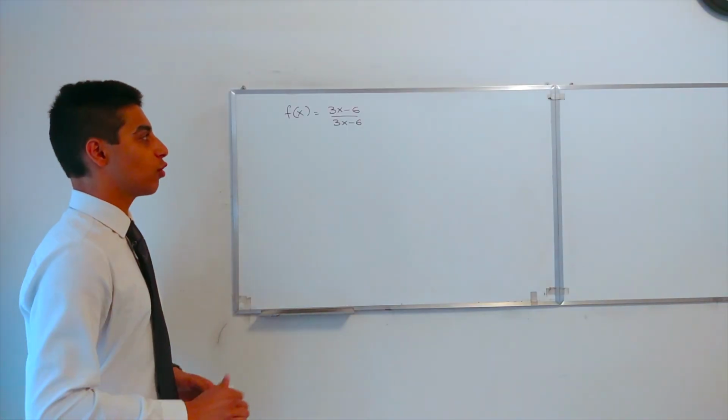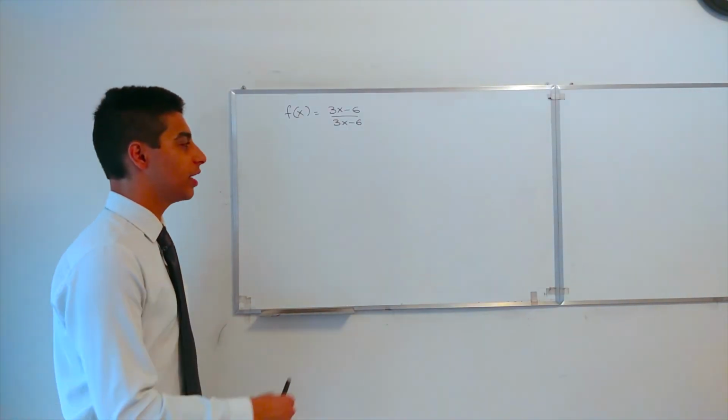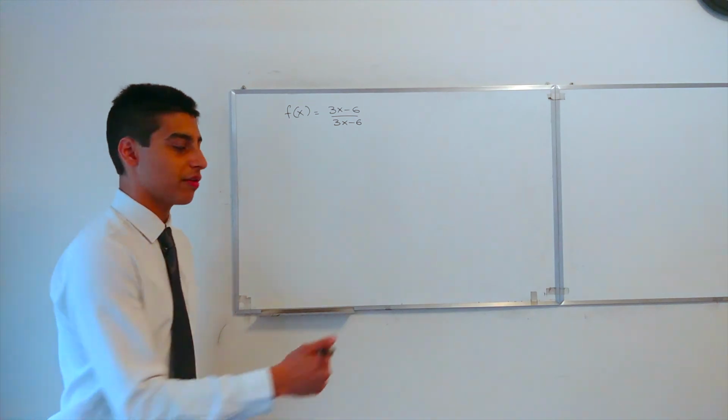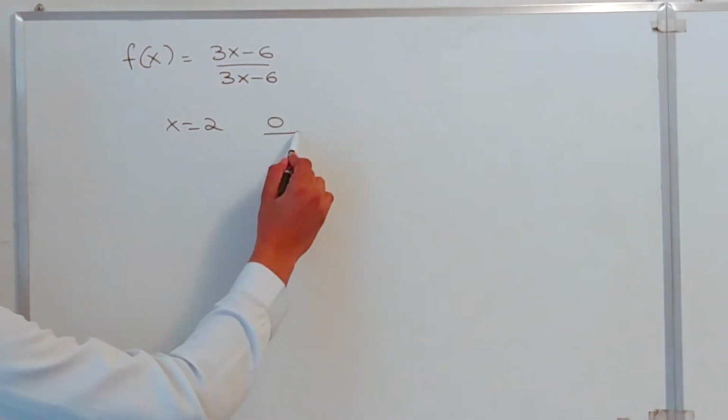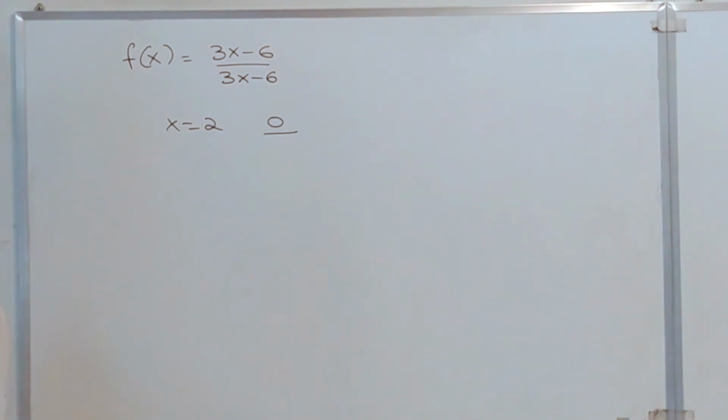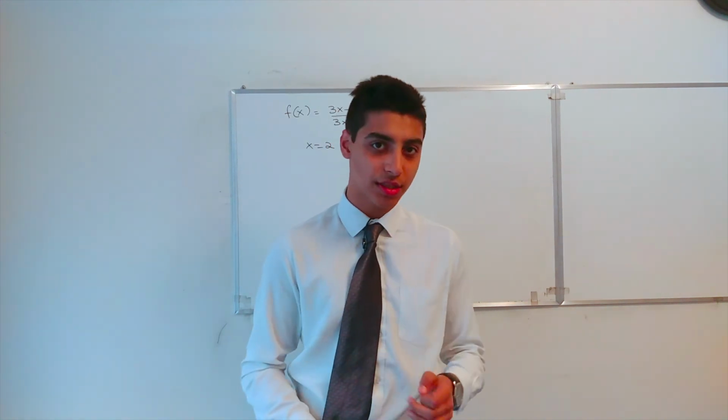So when x equals 2, we're going to be having 3 times 2, which is 6, minus 6, which is 0, divided by 3x minus 6, which is 0. And if we ever have 0 divided by 0, or anything divided by 0, the value is undefined.